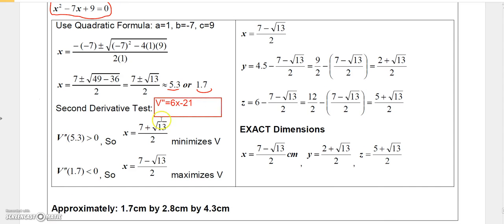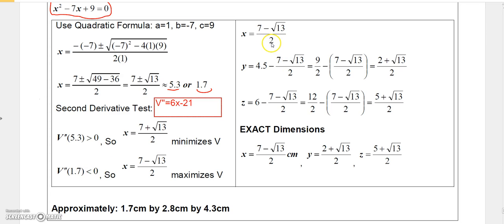Well, now I'm going to evaluate the second derivative at each of these values. So I'm going to evaluate the second derivative at 5.3, and when I plug 5.3 in there, I got a positive number. So 5.3 yields a minimum, and this is the exact value of 5.3, 7 plus square root of 13 over 2, minimizes v. And then 1.7, when I plug 1.7 in there, I got a negative number. So this actually maximizes v. Okay, so that's what I wanted to do. I wanted to maximize v. So that's what I want. This right here. This one's 7 minus square root of 13 over 2, which is approximately 1.7.